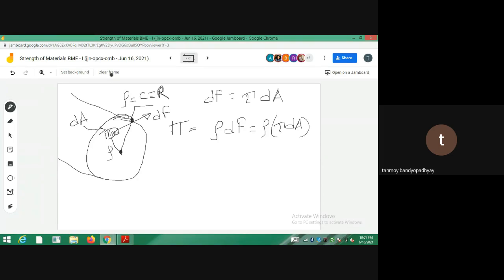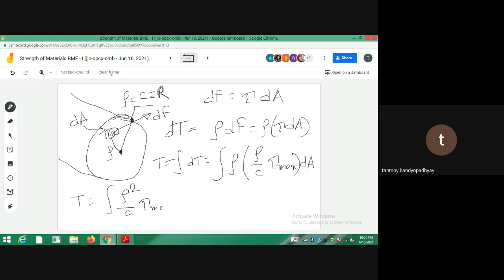So this is dt actually. Now if I integrate, the value of t will be equal to the integration of dt. That should be equal to the integration of rho into tau. So what is tau actually? If I write the expression for tau, tau was rho by c into tau max into dA. So what is the expression for t? That is equal to the integration of rho square by c into tau max into dA.